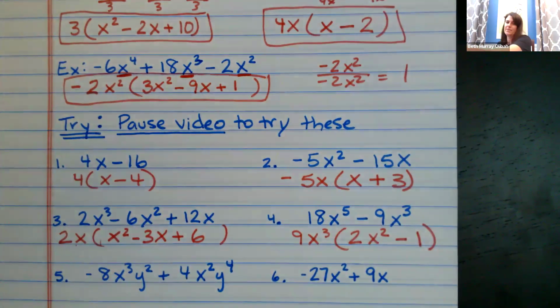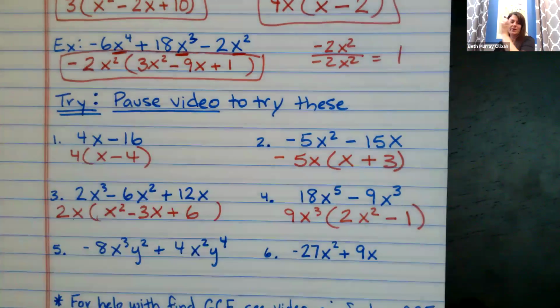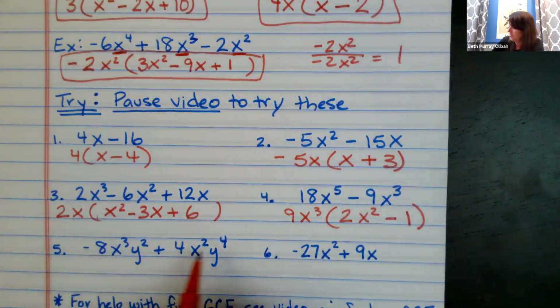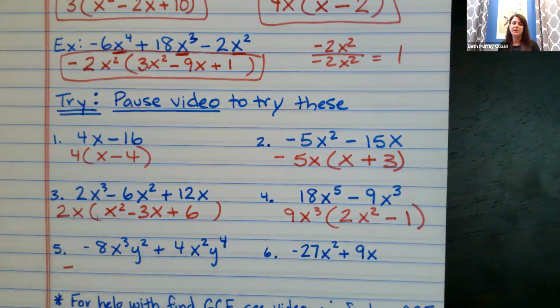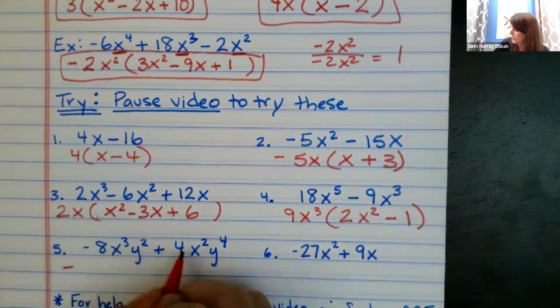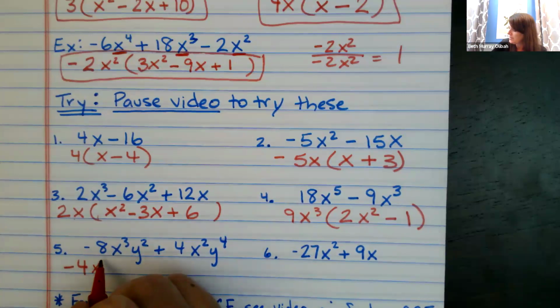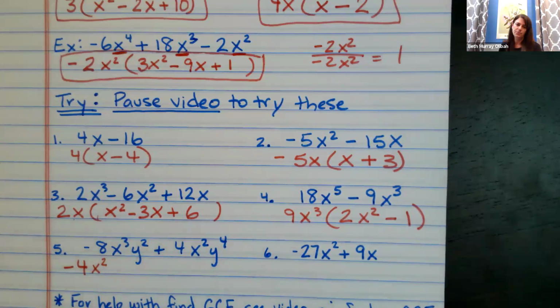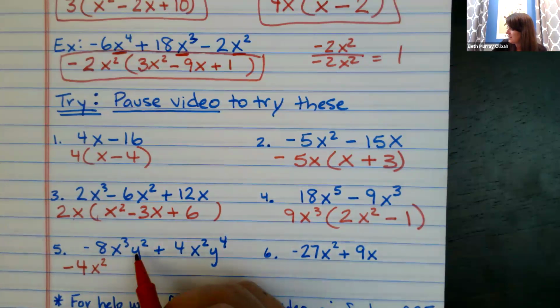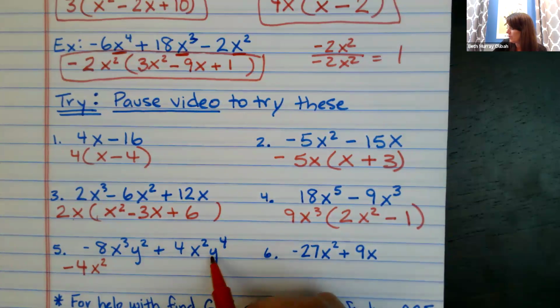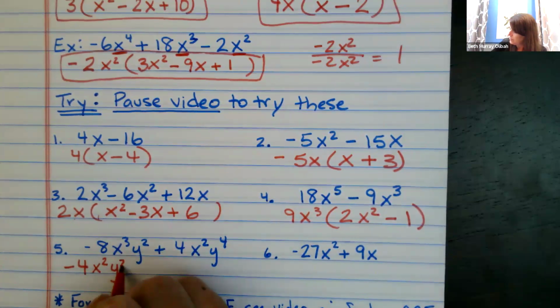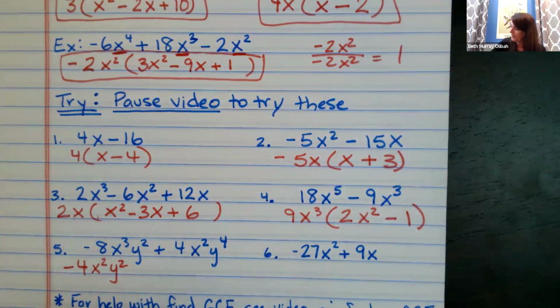Okay, number 5. I have a lot more going on here, so I wanted to show you one of these. First, I have a negative in the front, so I'm going to take out a negative. Next, I'm going to look at my numbers. The most I could take out of 8 and 4 is 4. Now I'm going to do my x's and my y's separately. I have 3 x's here and 2 here. So the most I could take out would be 2. And then for the y's, I have 2 y's here, but 4 here. So again, the most I could take out is 2.